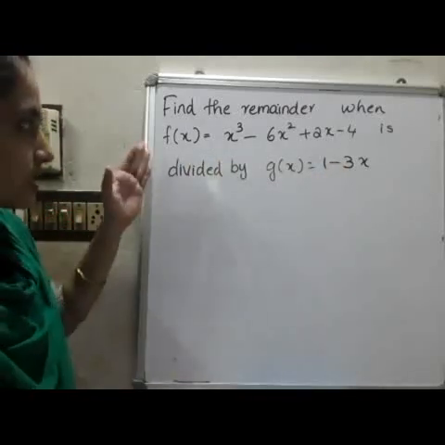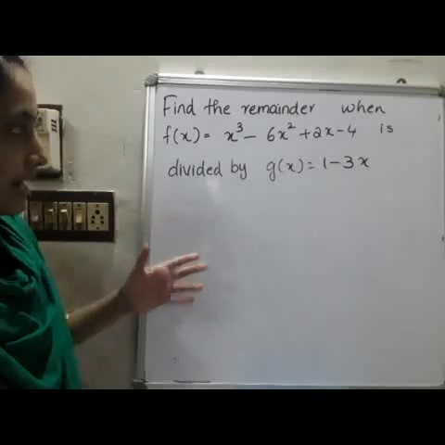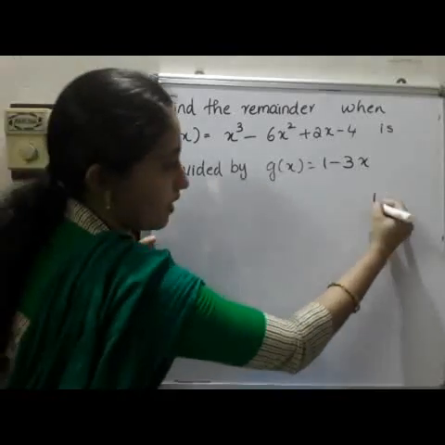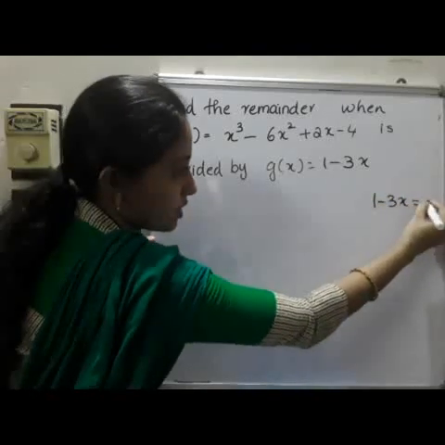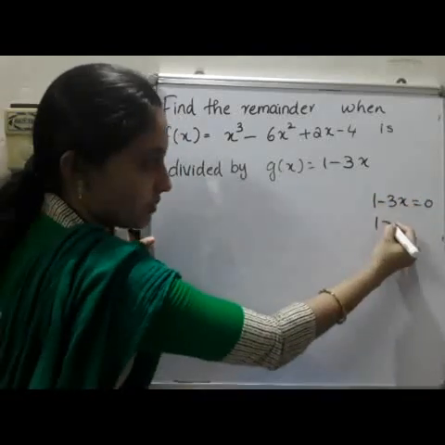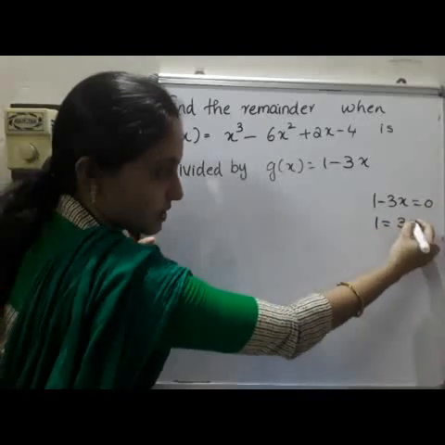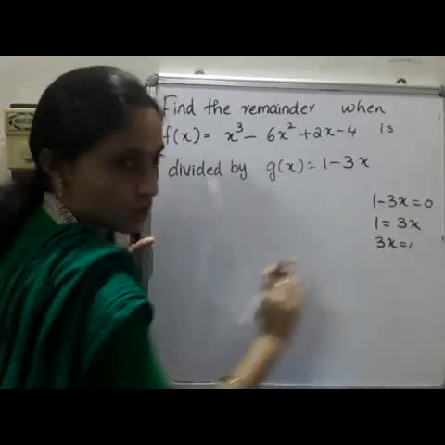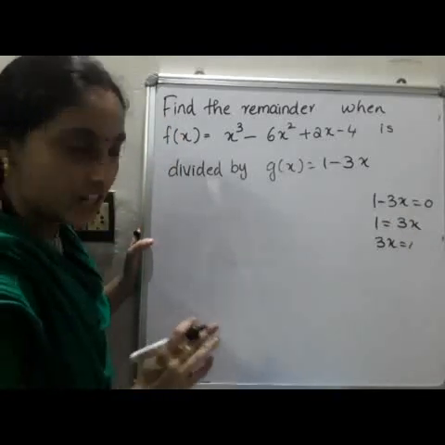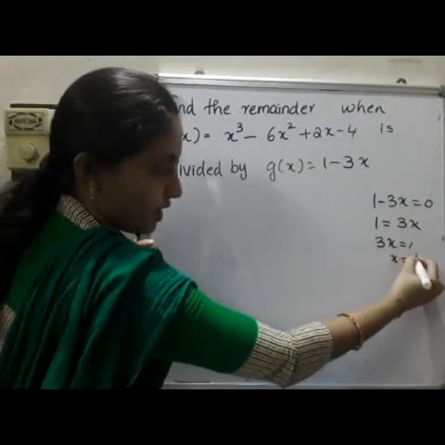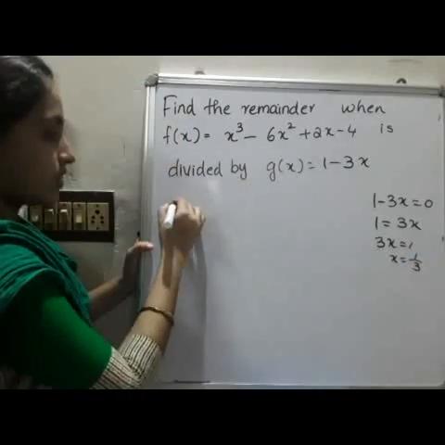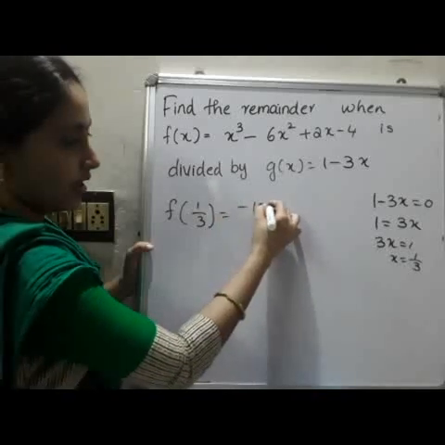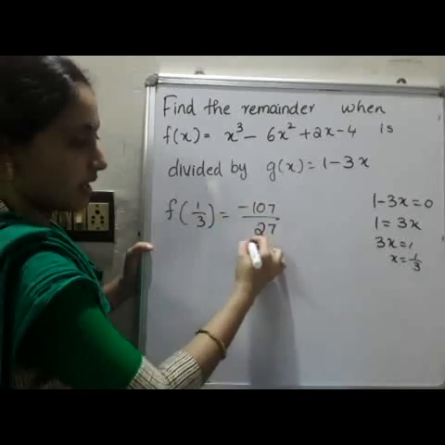So what is the first step? f of x is equal to x cube minus 6x square plus 2x minus 4. Then you have to write here 1 minus 3x will be equal to 0. So 1 will be equal to minus 3x, which when moved to this side becomes 3x. That is the same as 3x is equal to 1. You can do this because the value will not be changed. So x will be equal to 1 by 3. That is, you have to find f of 1 by 3. Same answer, that is minus 107 divided by 27. So you got a similar answer.